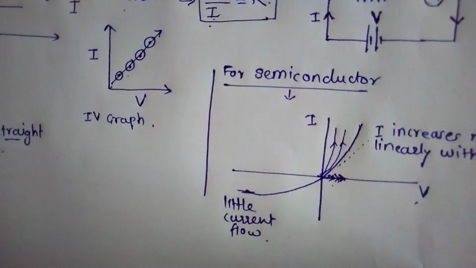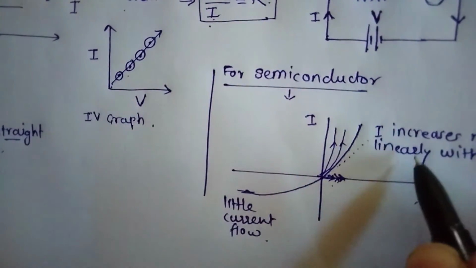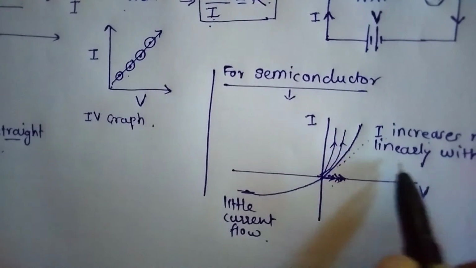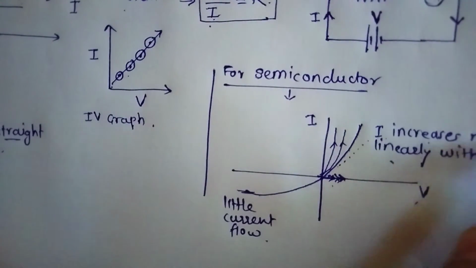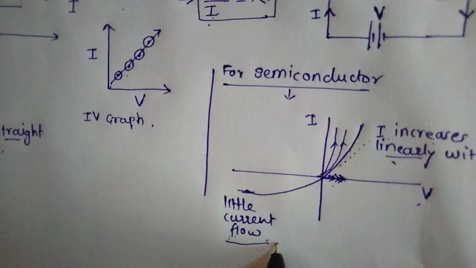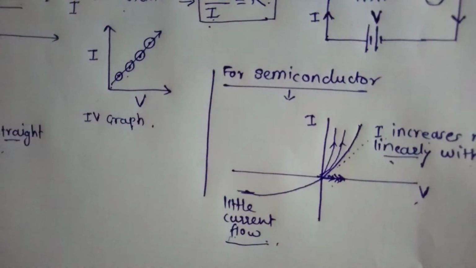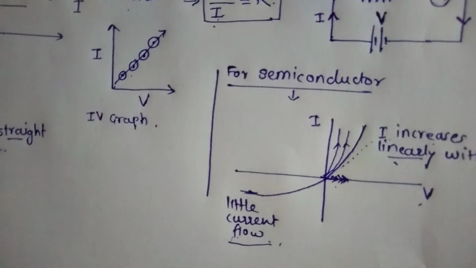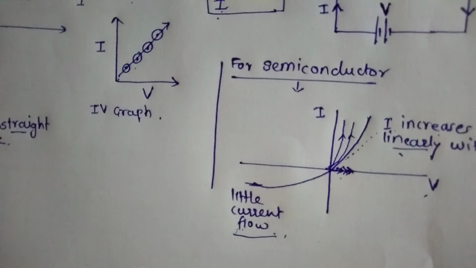Okay, so we can say two conditions: I increases non-linearly with voltage, and in this negative direction there is little current flow. Clear? So now we will consider some terminology for our Kirchhoff's law.